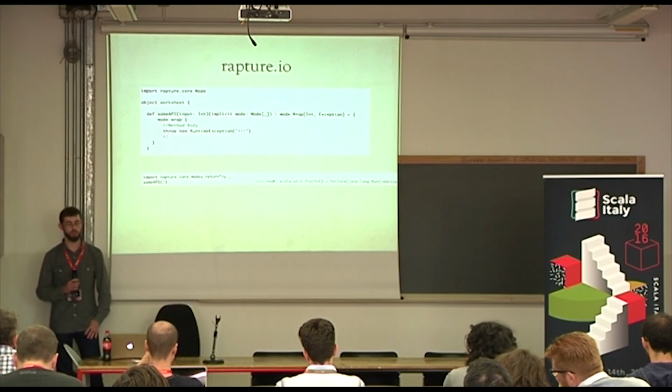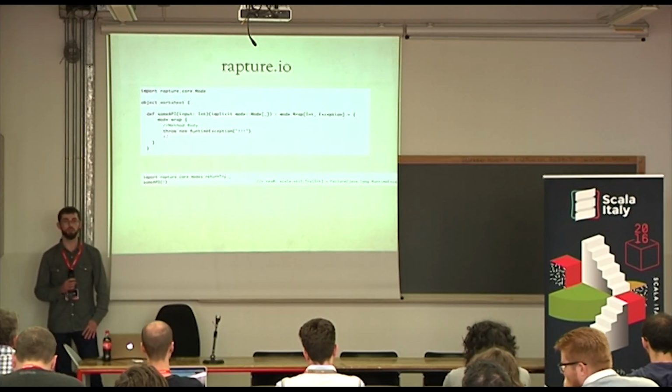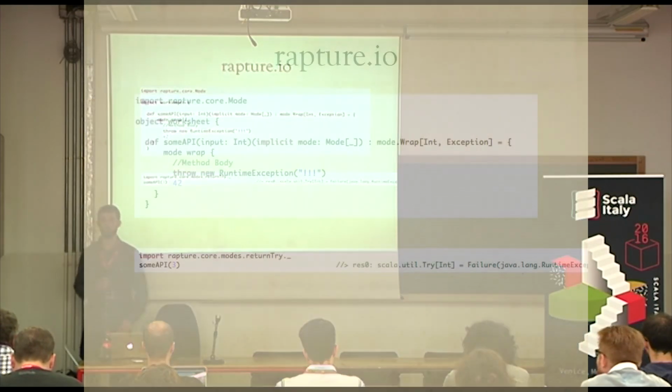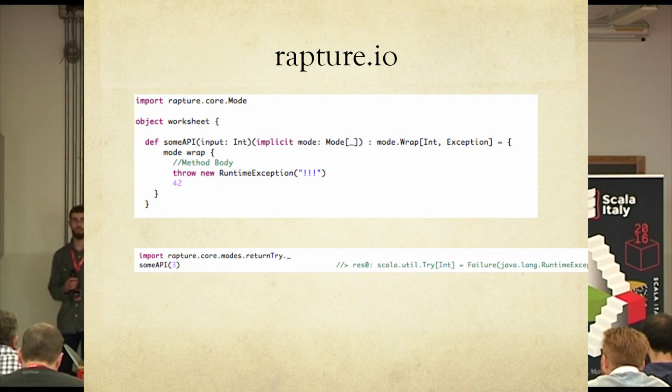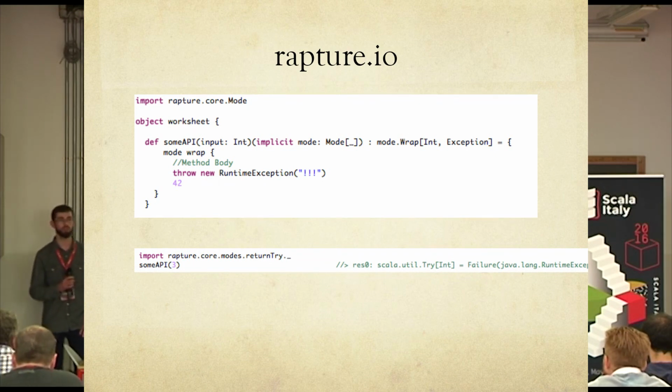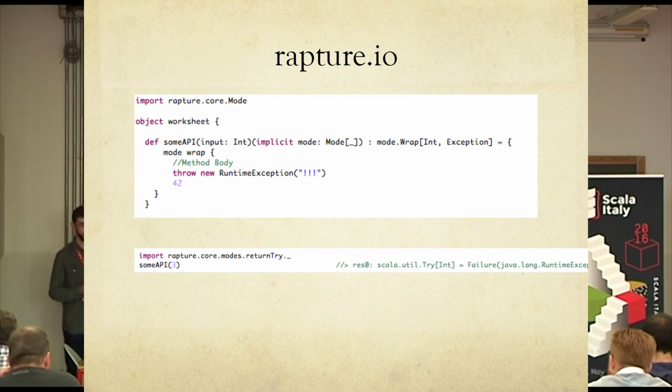There's this cool library called Rapture.io. It's developed by this guy called Jon Pretty. He's the guy who runs the Scala World conference, and he's one of the top people in the Scala Center as well. So one of the main things in it is this exception handling framework.